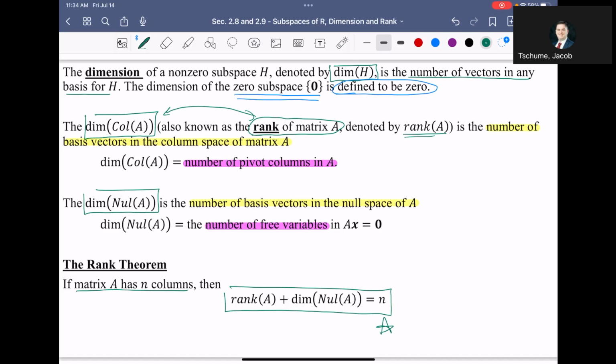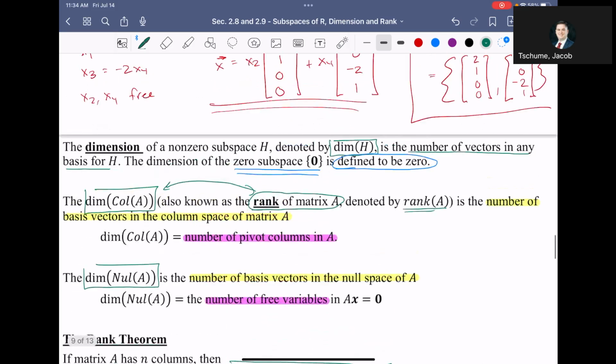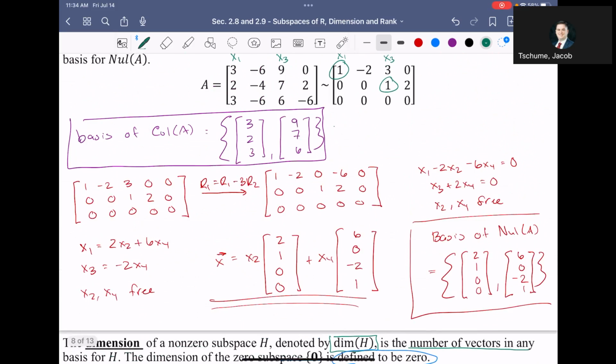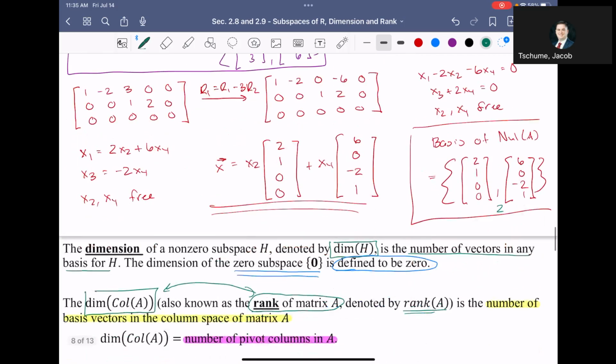So if we go back to the previous example that we just did, when we found the basis of the column space, there were two vectors in that basis. And when we found the basis of the null space, there were two vectors. Obviously, we know that 2 plus 2 is 4. And if you go back to the original problem, there were 4 columns in the original matrix A. That will always be the case, and it's a way we can double check that when we did our row reduction and our simplifying, we're getting the right results.